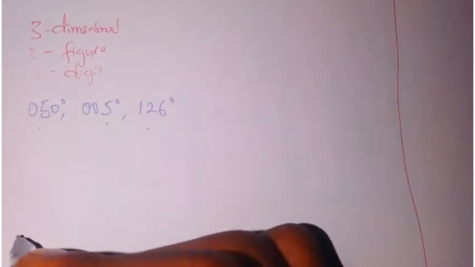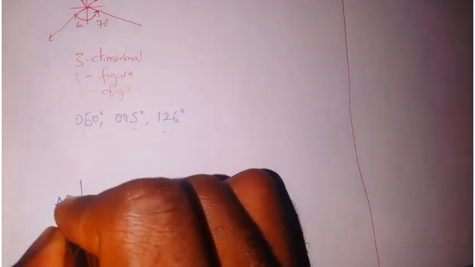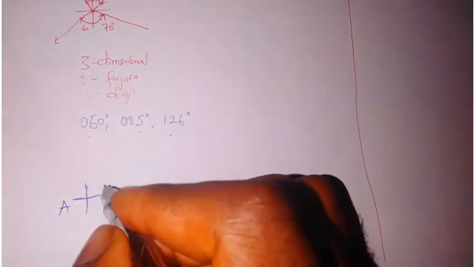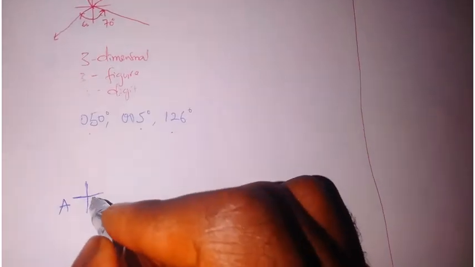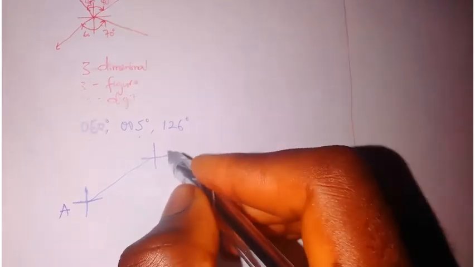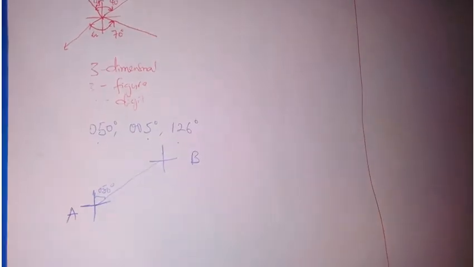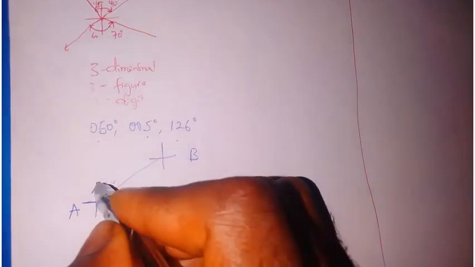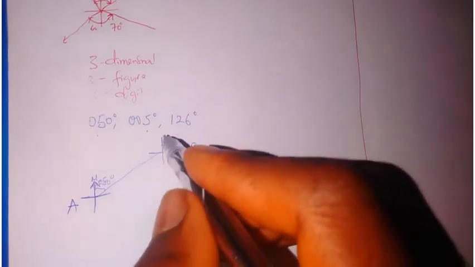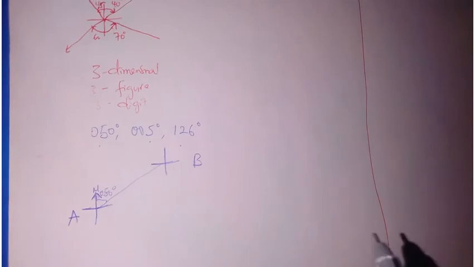Now for this case, questions can be given to you like from point A, we have A to be on a bearing of 50 degrees to point B. So how do you represent it? This is your starting point, so your north must be here. Other cardinal points might not be needed to represent your points.